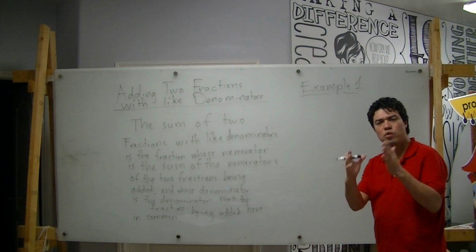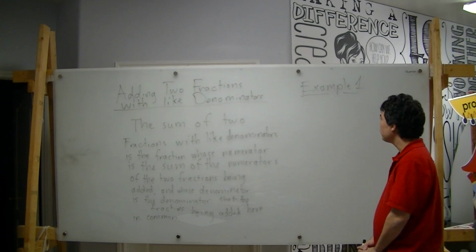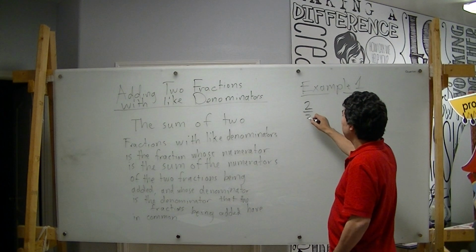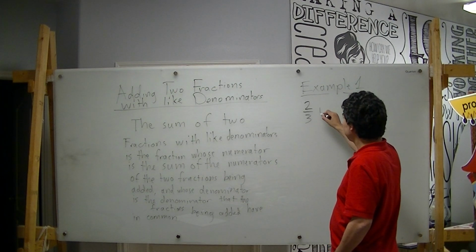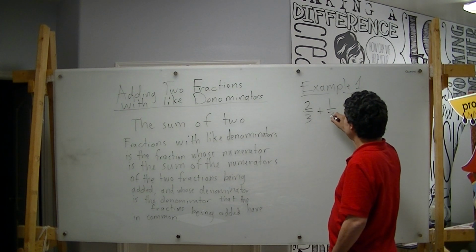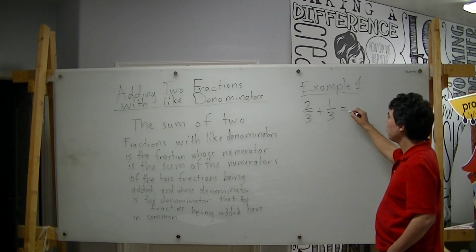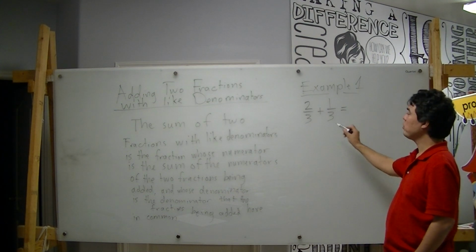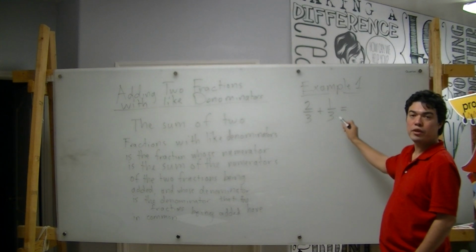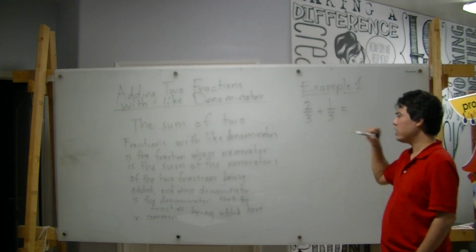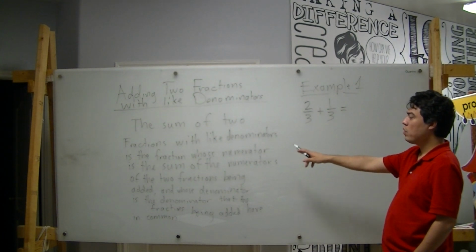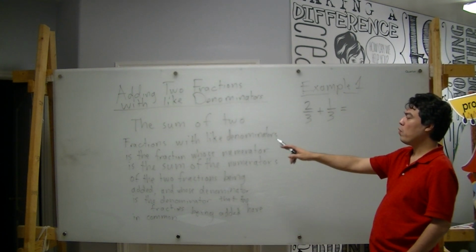Now, let me give you a brief example to show this to you. Let's pretend that I have 2/3 and I'm going to add 1/3. Well, what does this tell us to do? Well, it says that the sum of these two fractions with the like denominator, do they have the like denominator? Yes. In this case, they both have the denominator 3. So now we know we can proceed forward. What is that sum going to be?